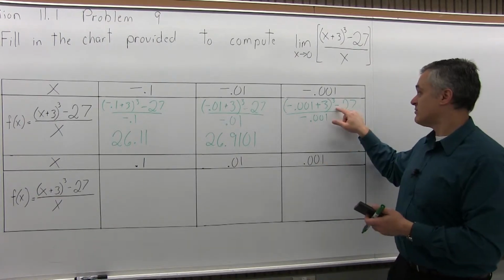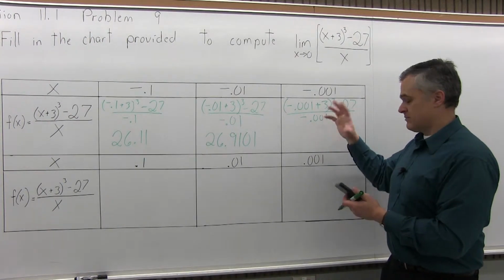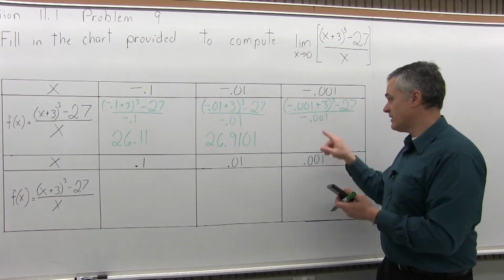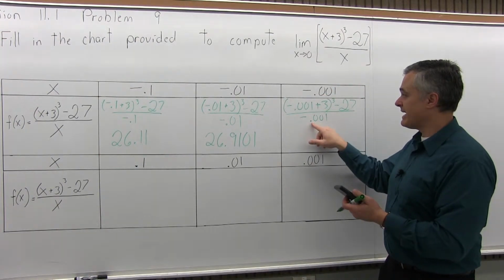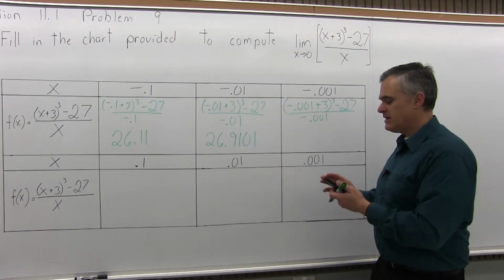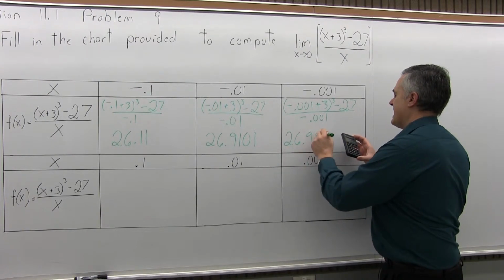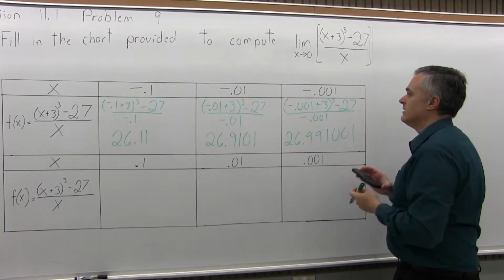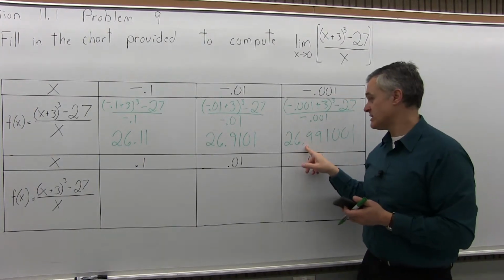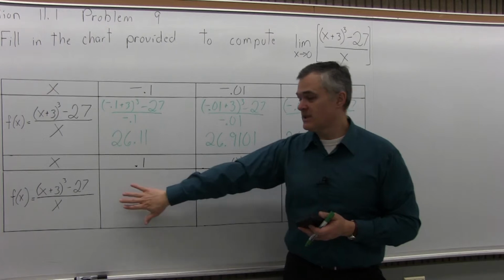Get an answer for that. I'm going to subtract 27 from that answer. And I get a lot of decimals, negative 0.026991001. I'm going to take the answer I got from the numerator and divide by negative 0.001. The answer comes out to positive 26.991001. So if I put in a negative 0.001 for x, the answer I get out for y is 26.991001. So now let's fill in the bottom row.